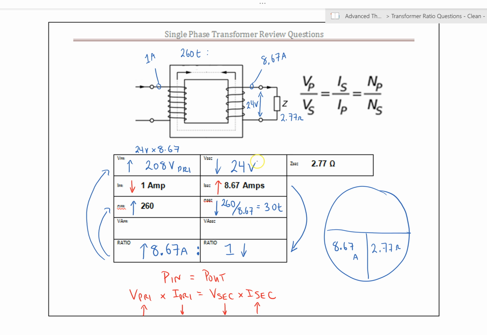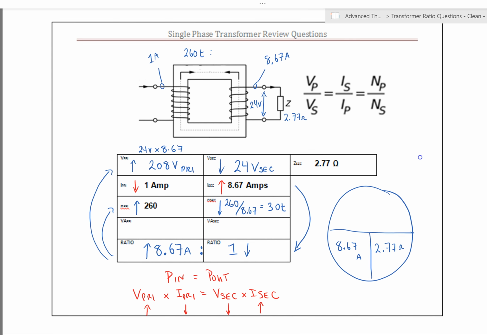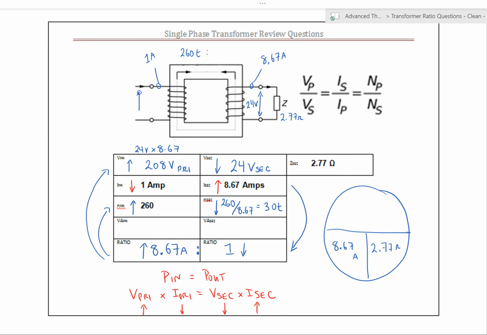So for those of you watching this video in a different country, in Canada, we use 120/208 for most of our commercial applications. So this voltage right here is now 208 volts on the primary.